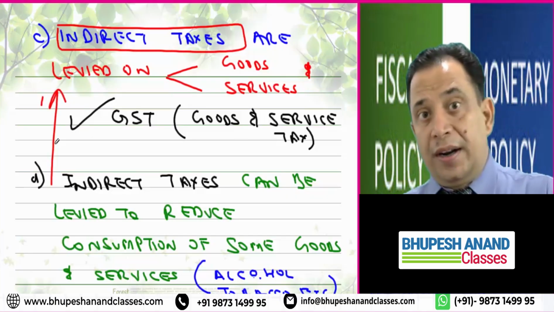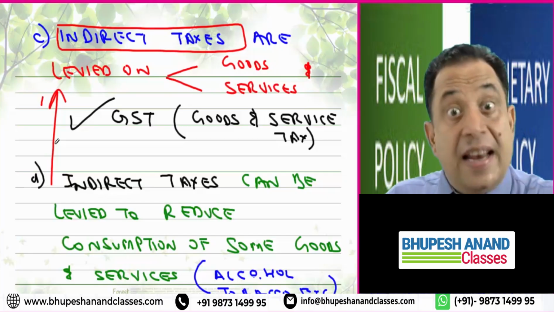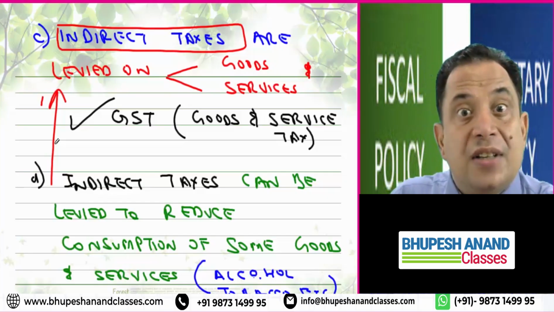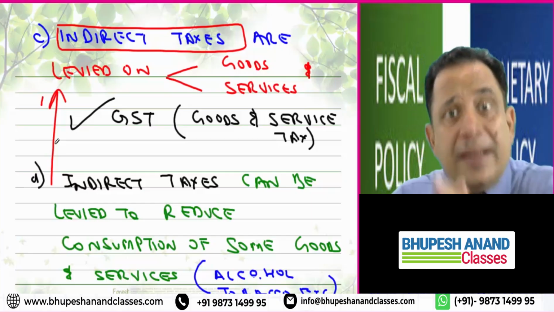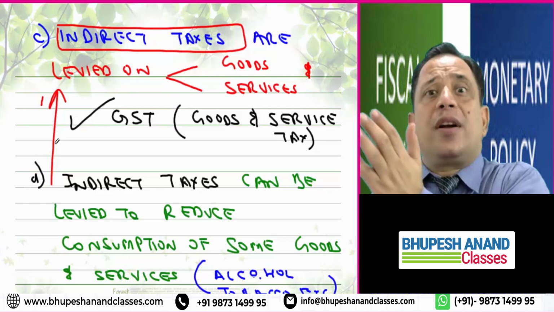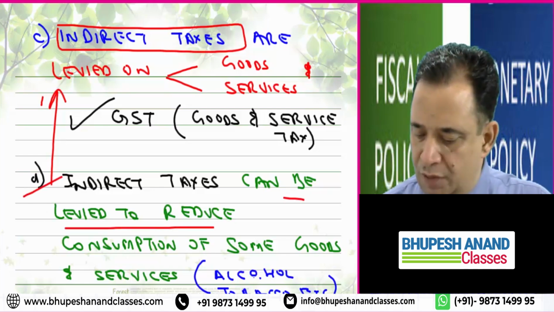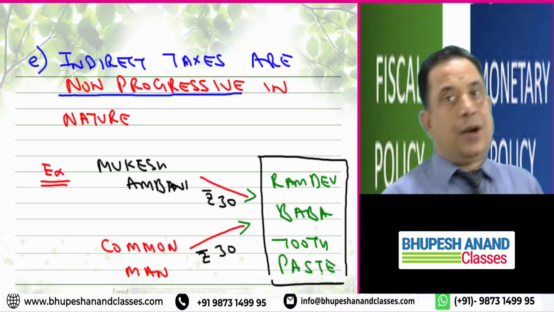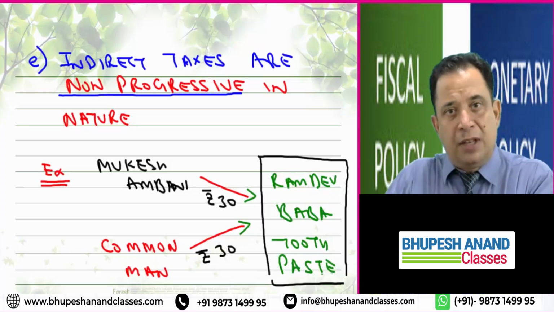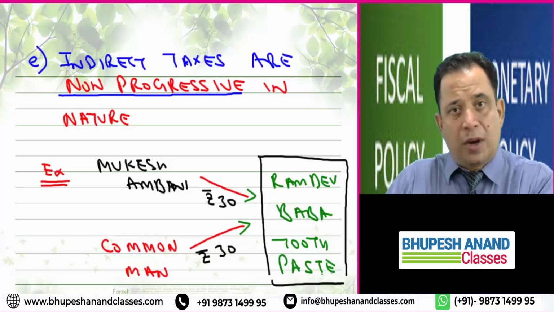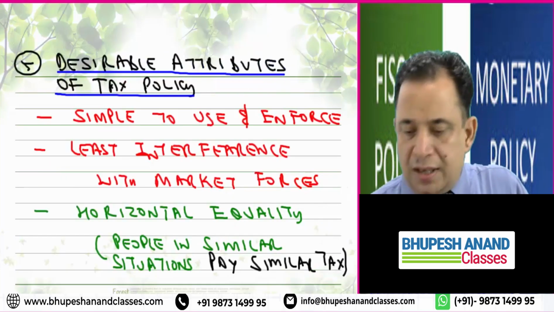If we want to reduce the effect of alcohol or tobacco, we can levy a huge rate of indirect tax, a huge rate of GST on these types of products, just to eliminate them, just to discourage the sale of these products. So point B is that it can be levied to reduce the consumption of these. Indirect taxes are non-progressive in nature, which I have just told you: Ramdev Baba toothpaste will cost the same to Mukesh Ambani and the same to a common man. So they are not progressive in nature.